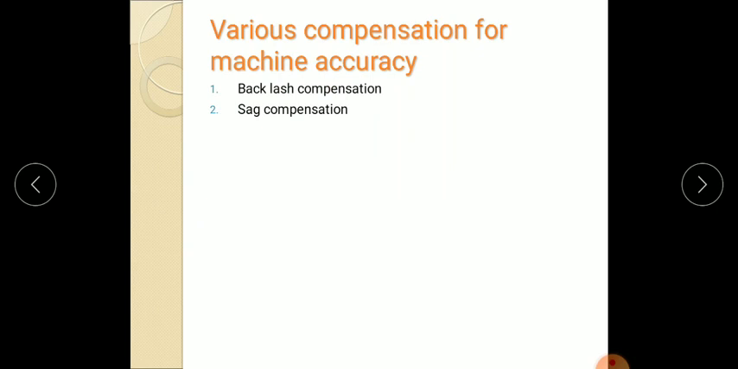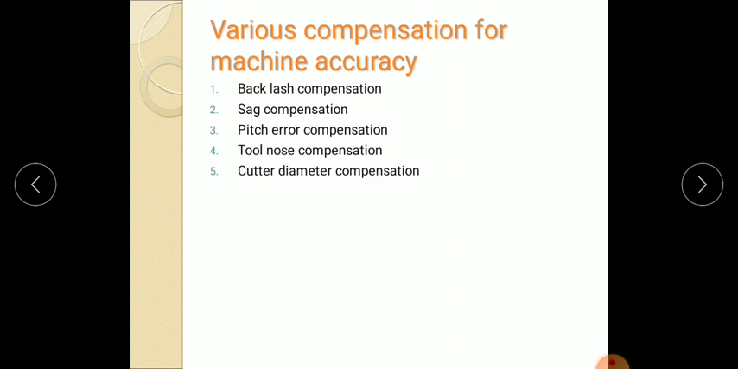Next, sag compensation. It occurs due to inaccurate movement of a table and the weight acting on a slide. So anything which occurs due to the inaccurate movement of a table or the weight of a slide is the sag compensation. Next, pitch error compensation. Pitch error is the inaccuracy of the pitch along the length of the ball screw. Next, tool nose compensation. Tool nose compensation is related to the tool tip, which wears out during the machining process.